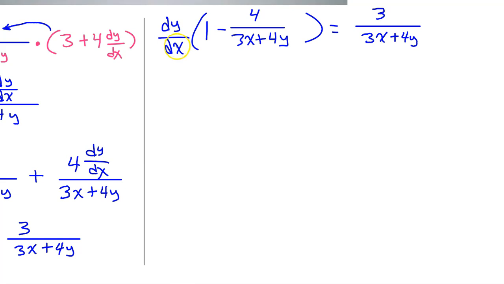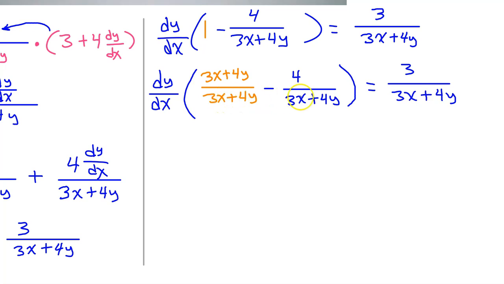Ultimately, we need to get dy/dx by itself. But first, let's simplify what's inside the parentheses. Let's turn this into a single fraction. We need like denominators to combine these. It's easy to work with the number 1 because you can replace the number 1 with anything divided by itself. So we can just take the like denominator that we want and write it over itself because that's equivalent to 1. So now we can combine these fractions by taking 3x plus 4y minus 4 and putting that in the numerator.